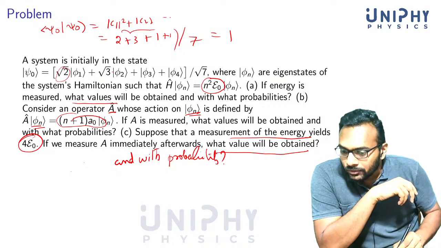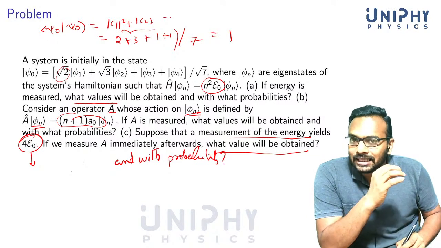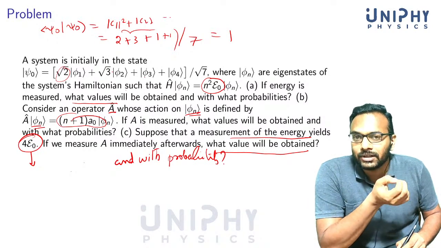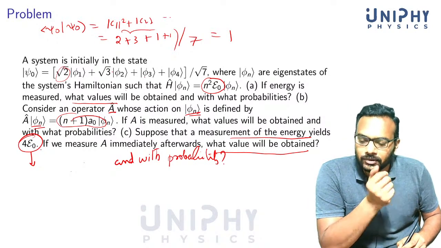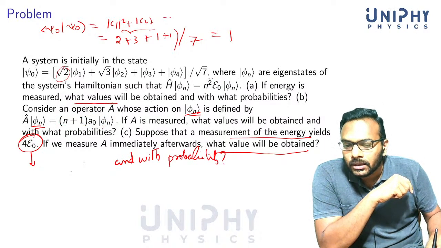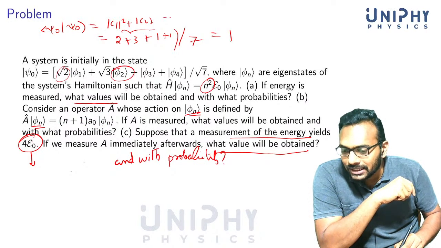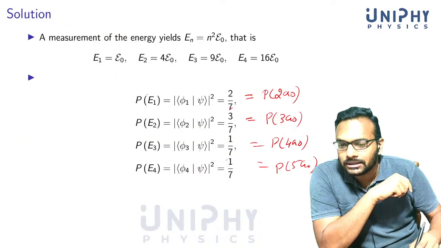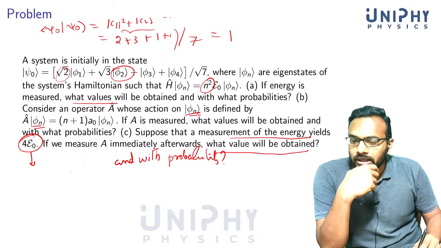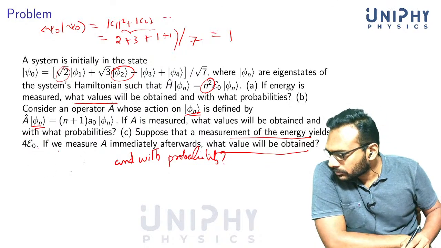So, we know that if you measure 4 epsilon 0 energy, that means that after the measurement, the system has changed to a state corresponding to the eigenvector for epsilon 0 of the operator H cap. And what's that eigenvector? The energy 4 epsilon 0 corresponds to the state phi 2, or phi 2 is the state with the eigenvalue 4 epsilon 0.